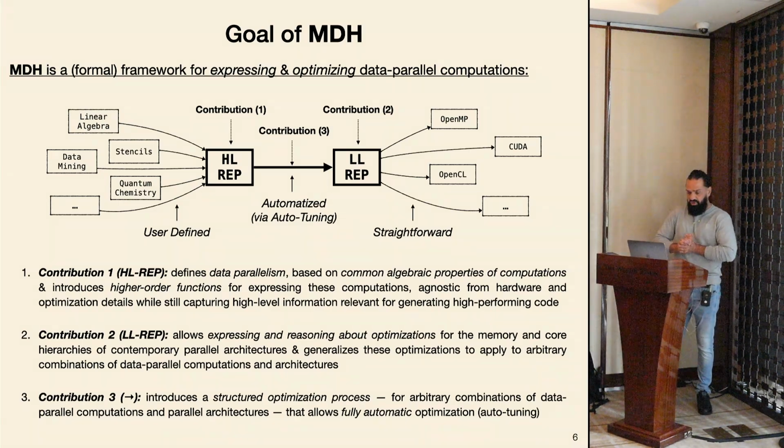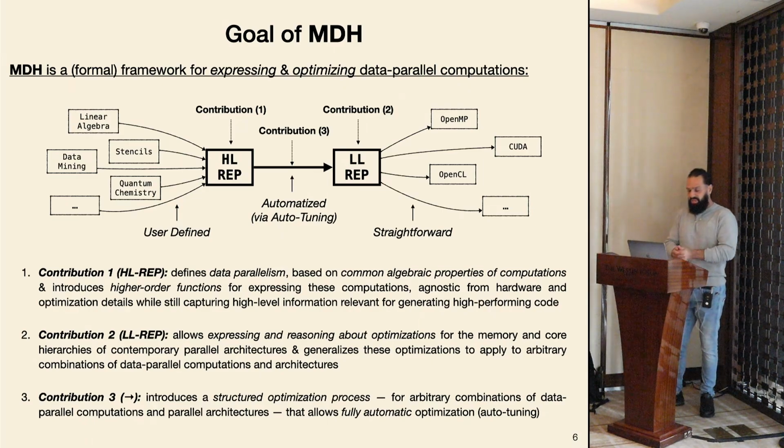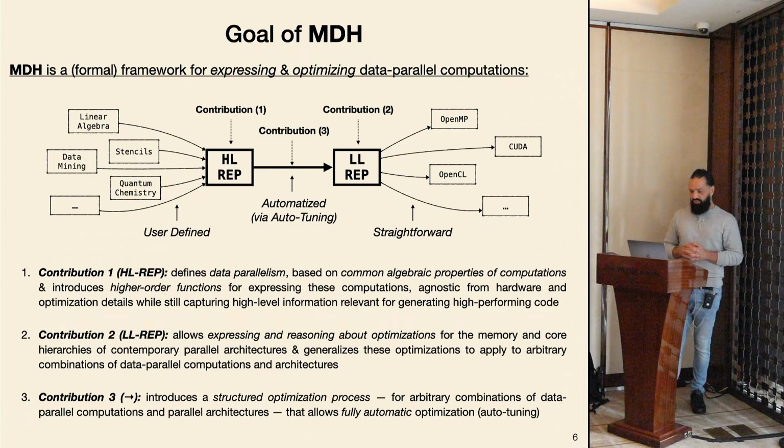The second major contribution of the MDH approach is the low-level program representation. In this representation, we really try to explicitly express and reason about optimizations for the memory and core hierarchies of modern parallel architectures like GPUs and CPUs. We also try to generalize these optimizations so that they apply to arbitrary combinations of a data-parallel computation and a parallel architecture.